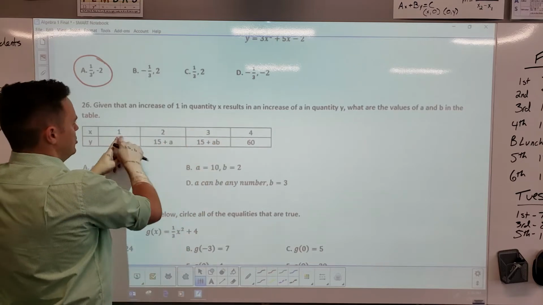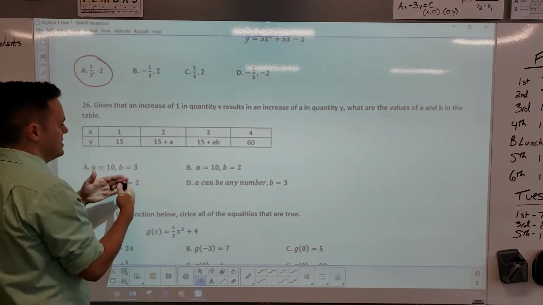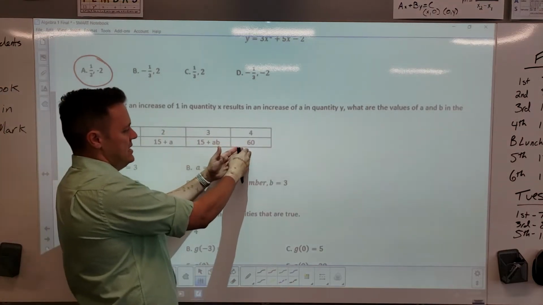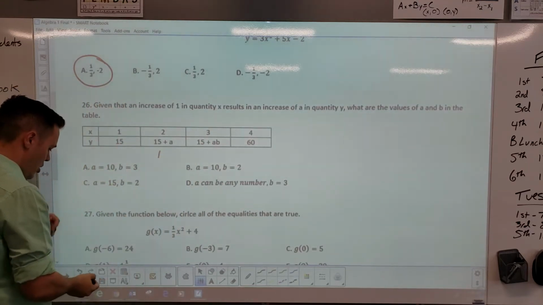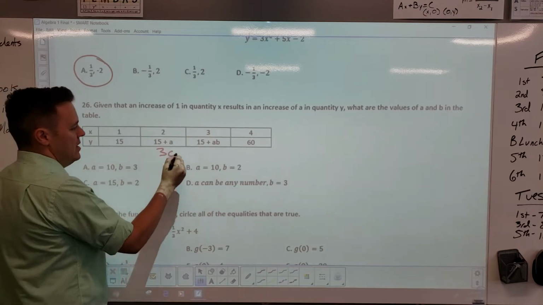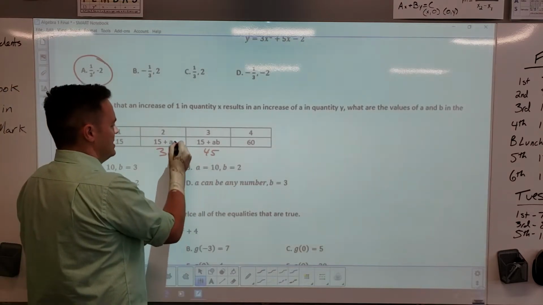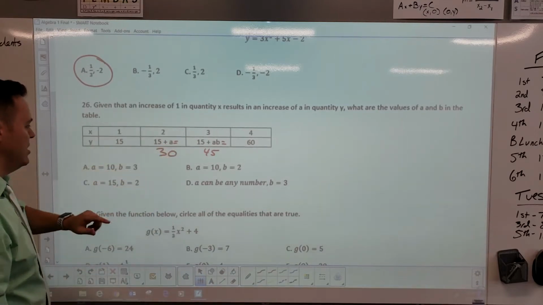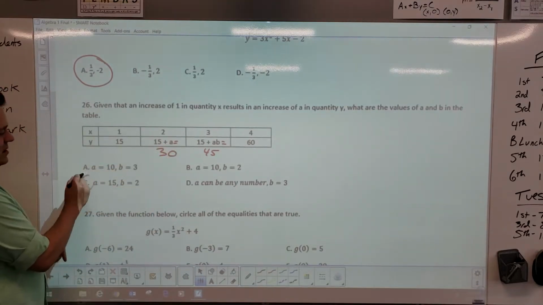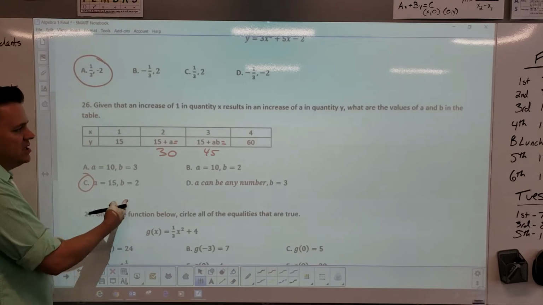Rate of change. 1, 2, 3, 4, constant. So you go from 15 to 60. If you did a constant rate of change, this number here would in fact be 30, and this would be 45. So what number equals 30? Well, A would have to be 15. That's the only one with 15, so that's your answer.